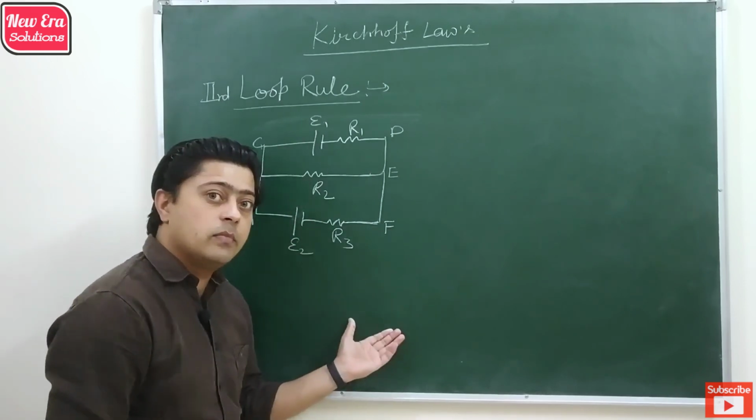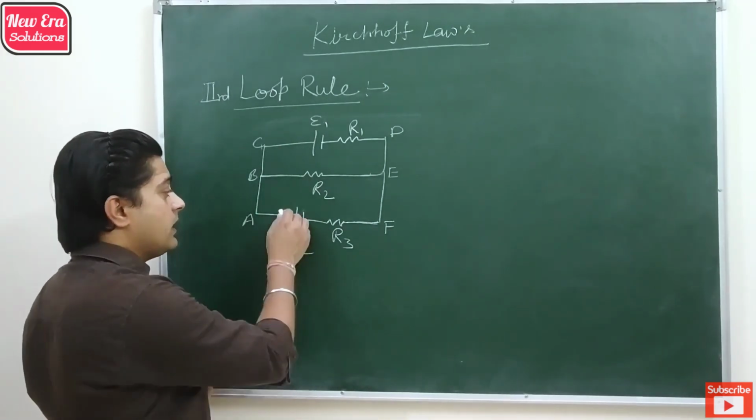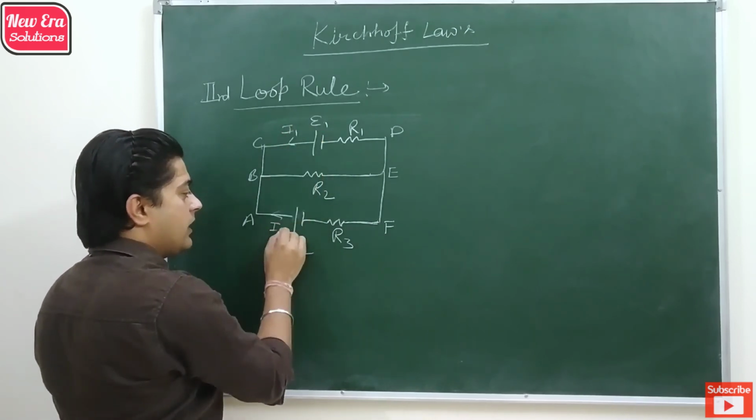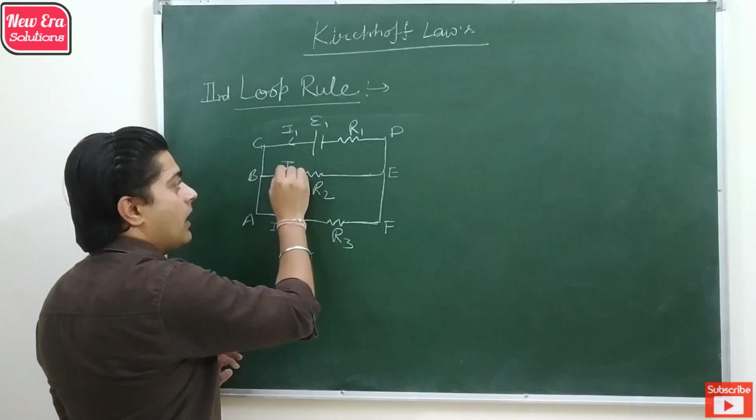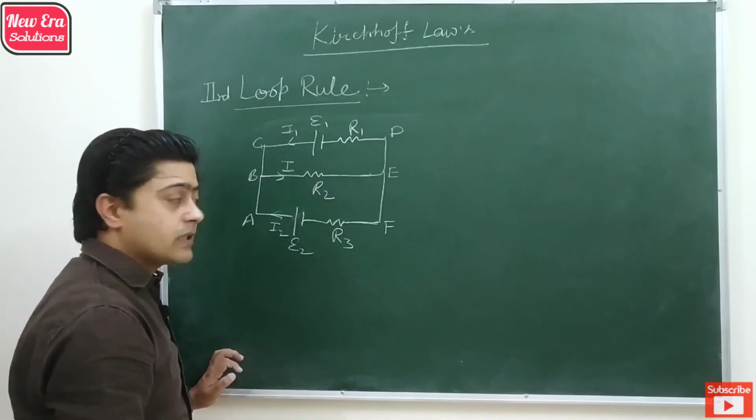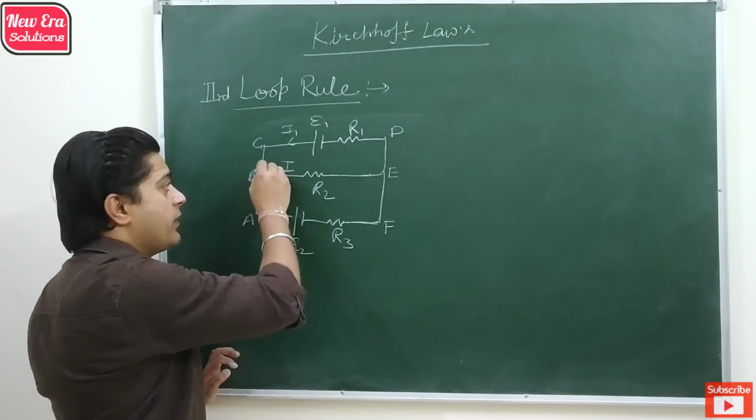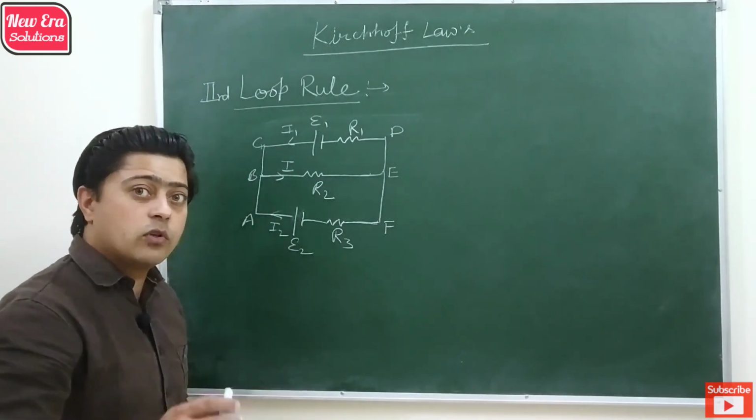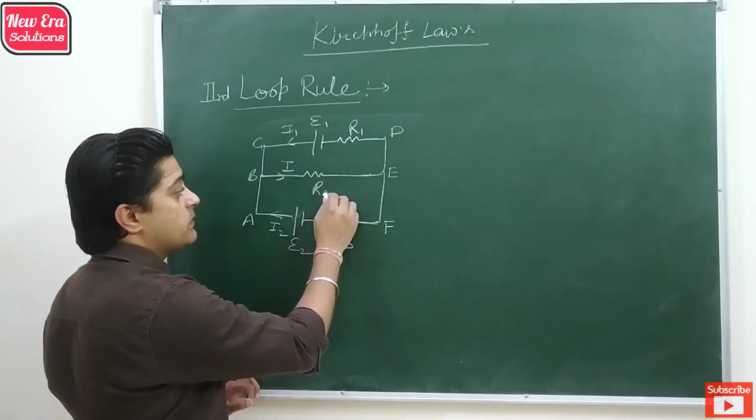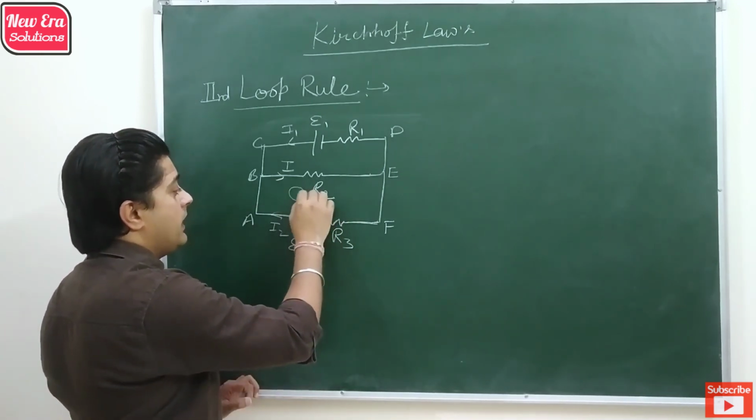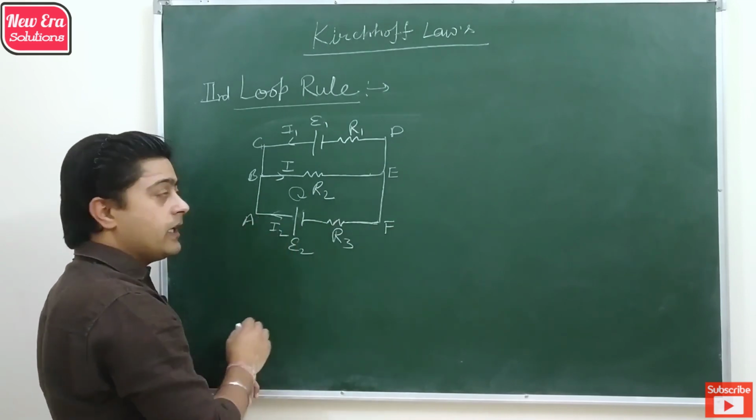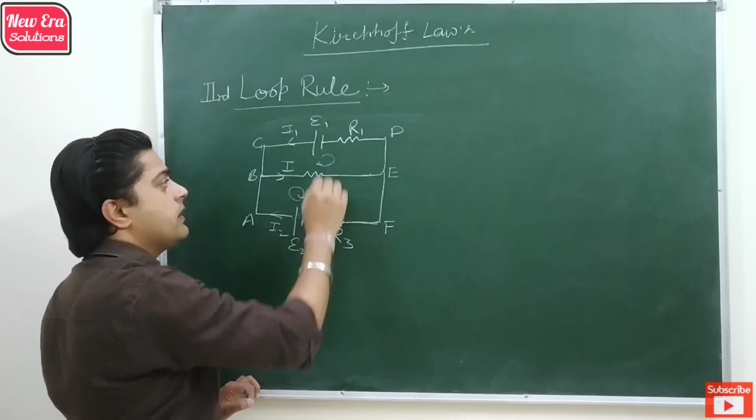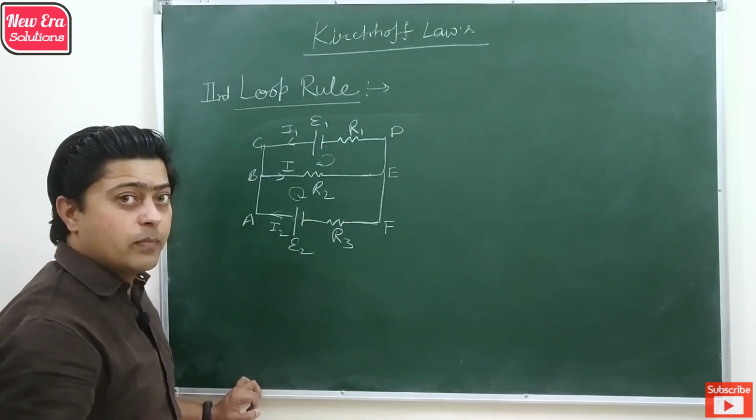in that system, and there is some current flowing through the circuit. Let's assume the currents are I1, I2 and I, where I is the sum of these currents, because the currents meet at point B and enter towards E. If we want to apply Kirchhoff's second law, we take 2 loops: A, B, E, F, A, and second, B, C, D, E, B. By taking these 2 loops, we can apply Kirchhoff's law.